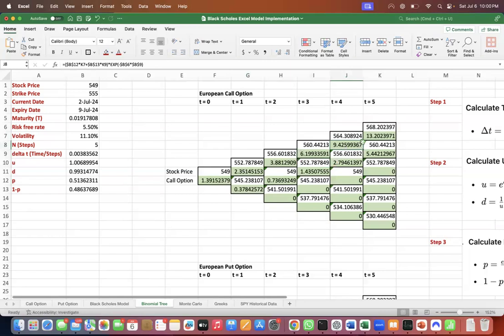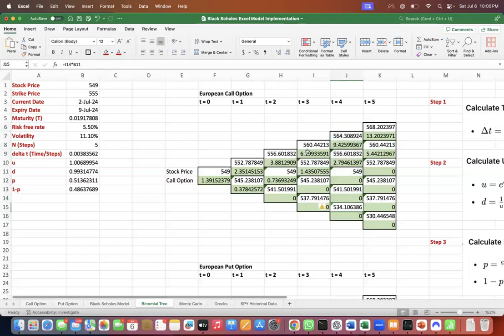So now, if you see, we are multiplying this with p, this with 1 minus p, and then you multiply the whole value with e raised to the power minus r delta t. Similarly, to find this value, you multiply this with p, this with 1 minus p, and the whole multiplied by e raised to the power minus r delta t. So this is how you will find the value at t equal to 4.